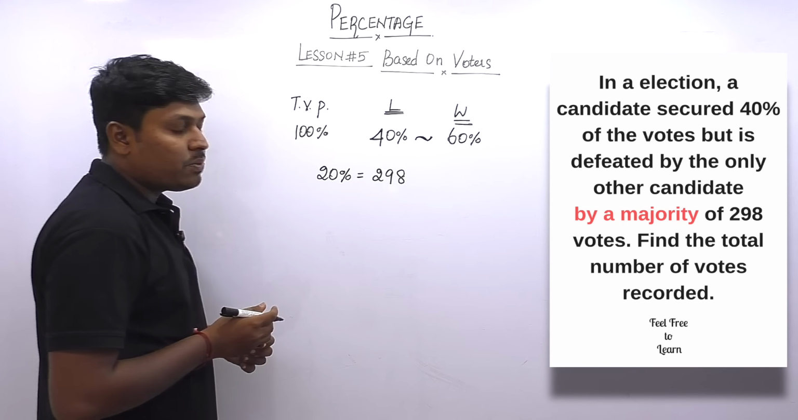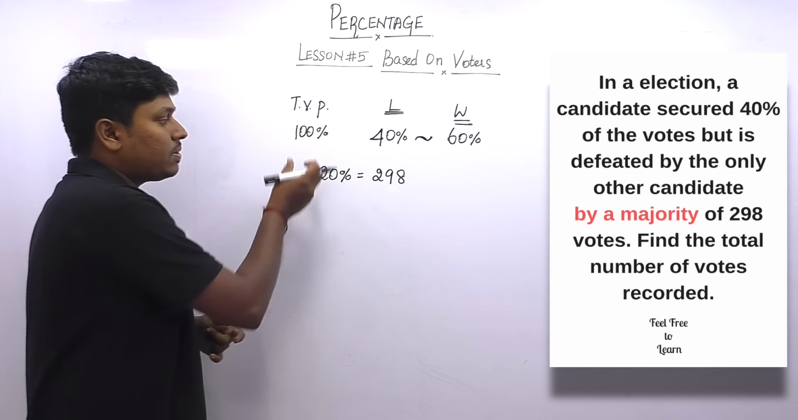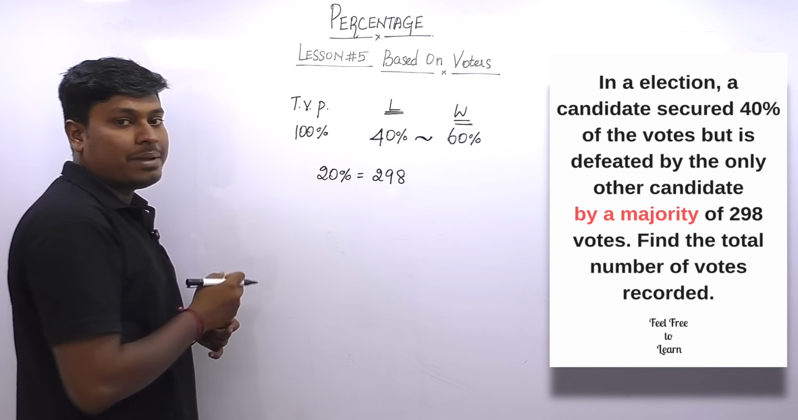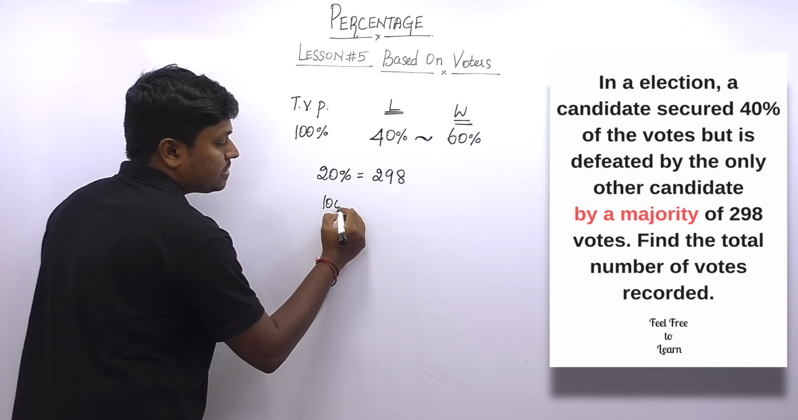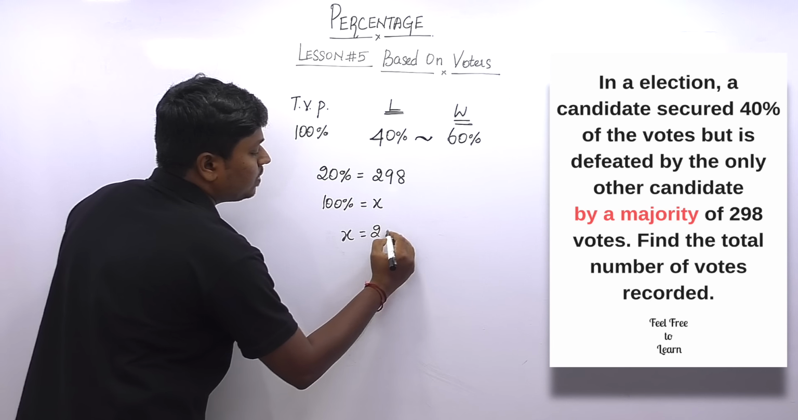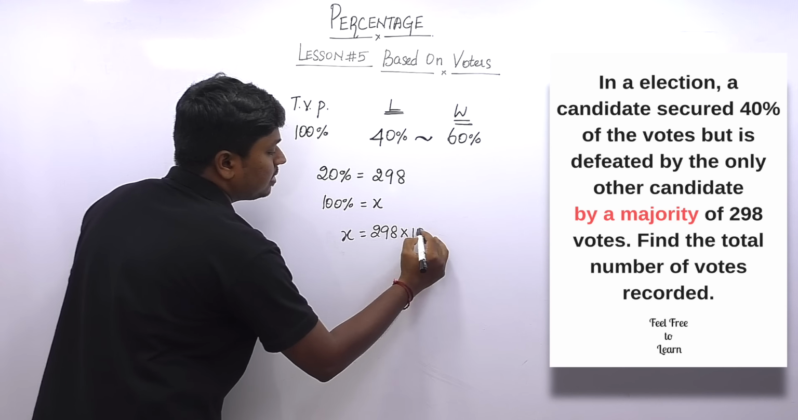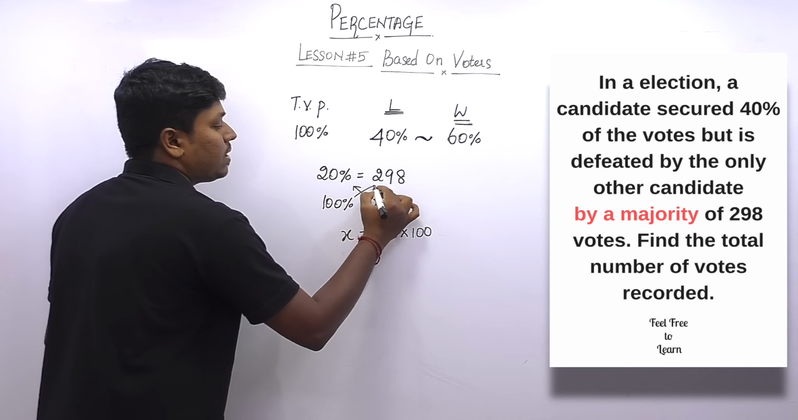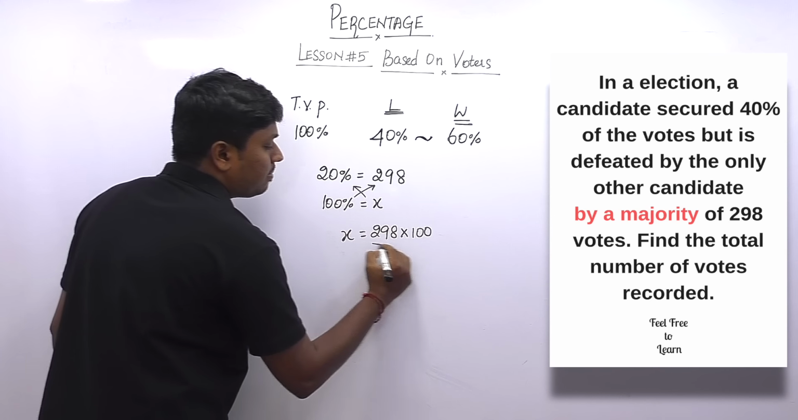So our target is to find the total number of votes recorded. We have taken a base value of 100, so 100% is equal to x. So x is equal to 298 into 100, just cross multiply it, right? So 298 into 100 divided by 20.